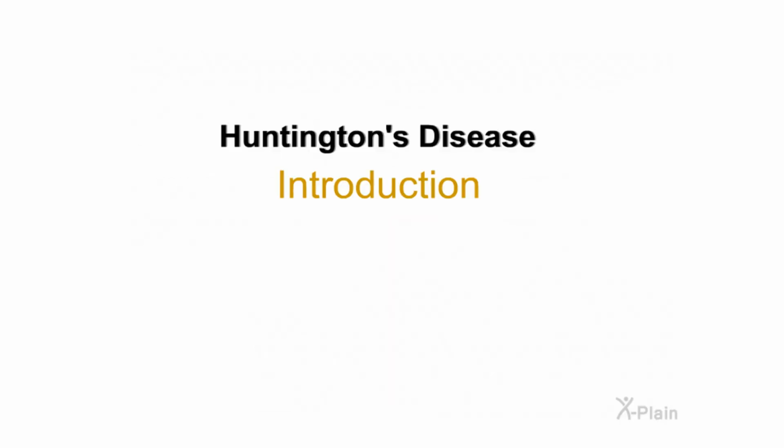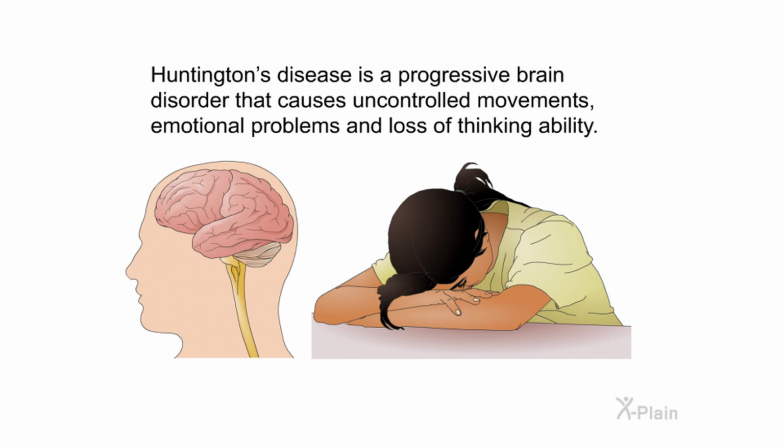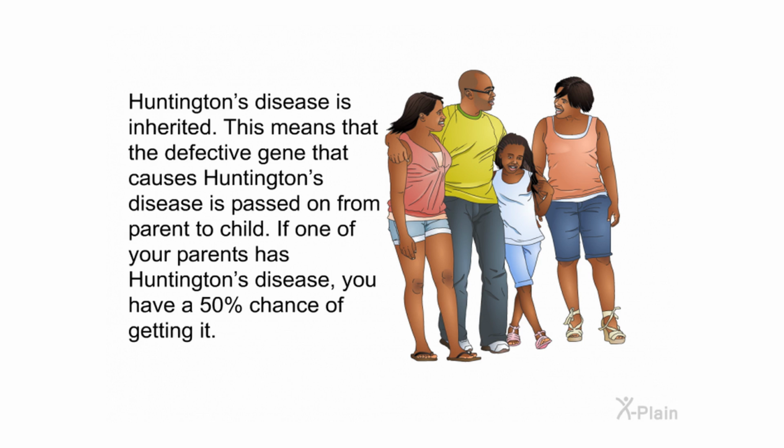Huntington's disease. Introduction. Huntington's disease is a progressive brain disorder that causes uncontrolled movements, emotional problems, and loss of thinking ability. Huntington's disease is inherited. This means that the defective gene that causes Huntington's disease is passed on from parent to child. If one of your parents has Huntington's disease, you have a 50% chance of getting it.